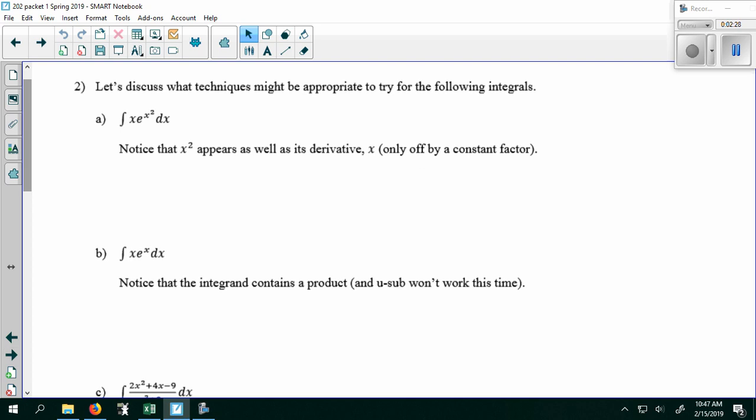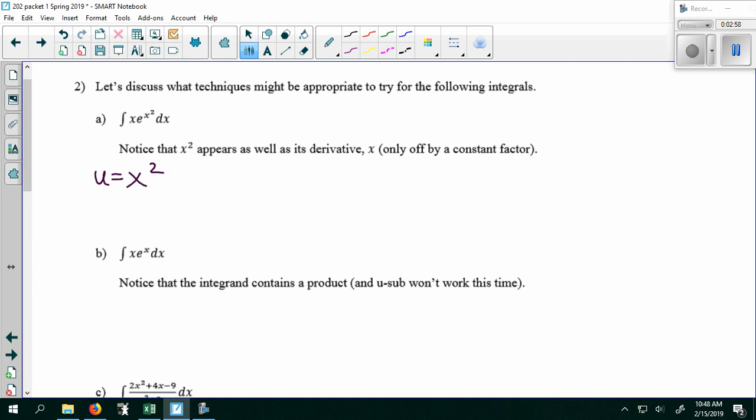So if I have the integral of x times e to the x squared, I notice that it's a product, right? But I'm not going to jump to by parts because I also notice that an x squared appears in the integrand, and so does its derivative x. So I would start by trying U substitution. I would let U be x squared and try a U sub. I'm not going to go through the whole thing.